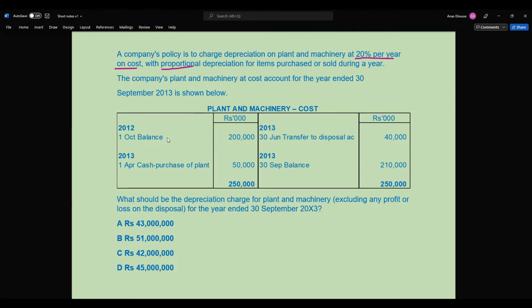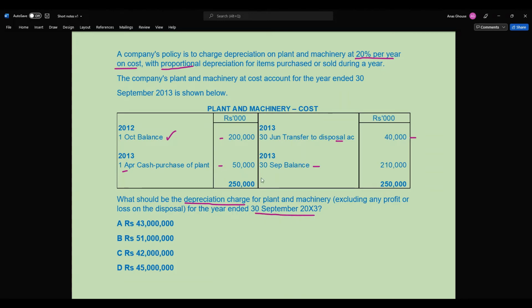So you are given the opening balance, 200 million. Then 30th June transfer to disposal account 40 million. Then April 2013 cash purchase of plant 50 million, and on 30th September the balance carried forward is 210 million. Okay, so what should be the depreciation charge for plant and machinery, excluding any profit or loss on the disposal, for the year ended 30th September 2013?